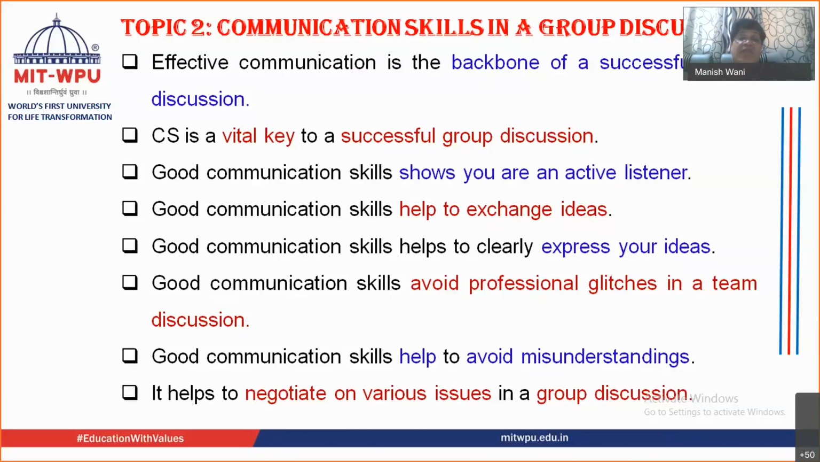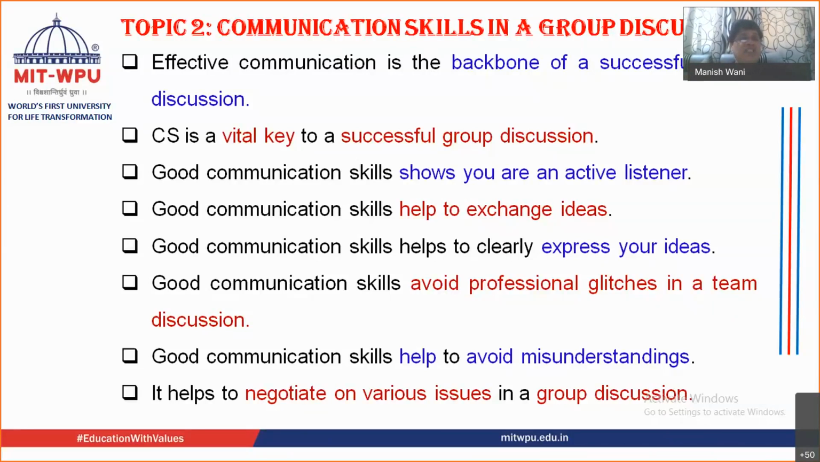Communication skill is very vital for a successful group discussion. So if each and every person has good communication skill, then the group discussion is going to be successful. Or let me put it in this way: if you have a very good communication skill, then you will stand out in a group where the group discussion is going on.